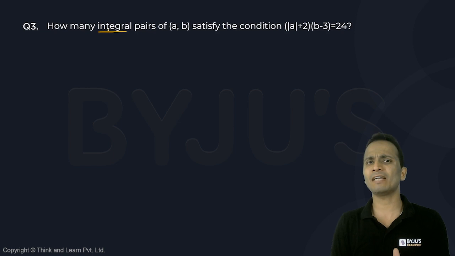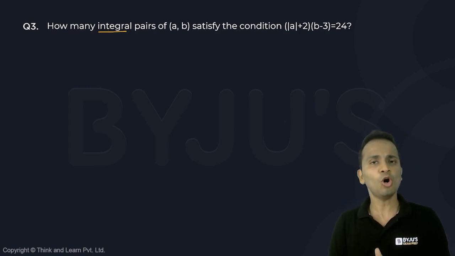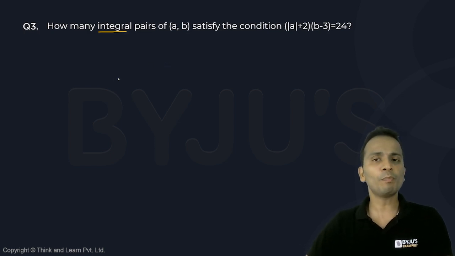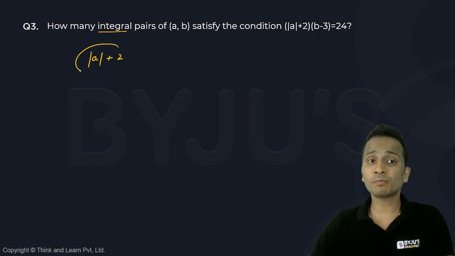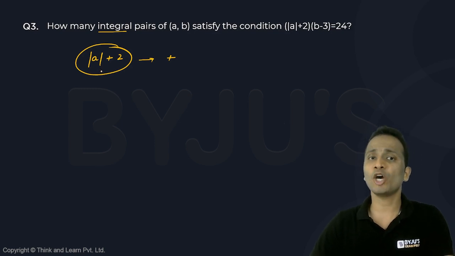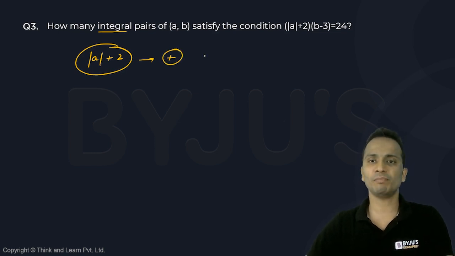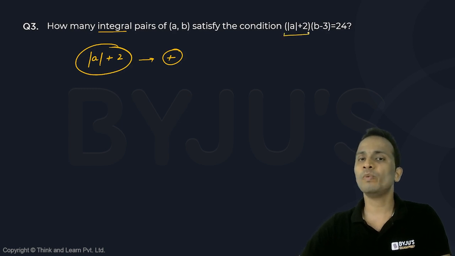Now, integral values means the values of a and b can be negative, zero, or positive as well, right? Now, if I do a proper analysis of this, I can say that modulus of a plus 2 will always be positive, because modulus a will always be a positive number, or it can be zero. The least value of modulus a can be zero. If I add 2 to it, it will become a positive number.